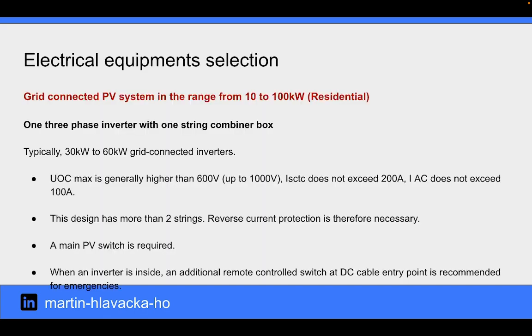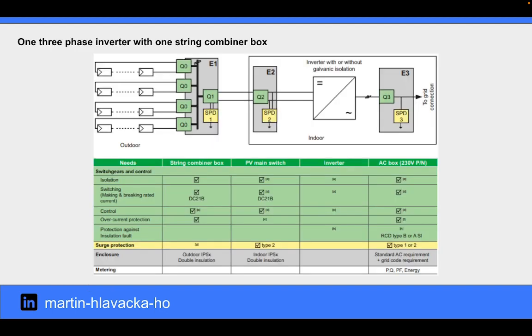Now, let's have a look at the electrical equipment selection for grid-connected PV systems in the range from 10 to 100 kW. In the design where a single MPPT grid-connected inverter up to 60 kW with the maximum open circuit voltage up to 1000 volts and one string combiner box is installed, the reverse current protection is required as the design has more than two strings.